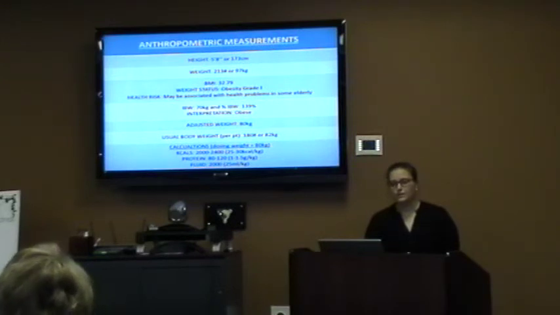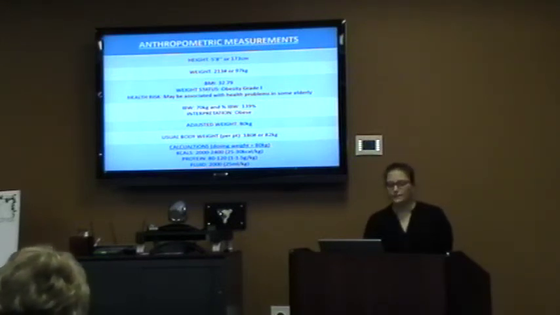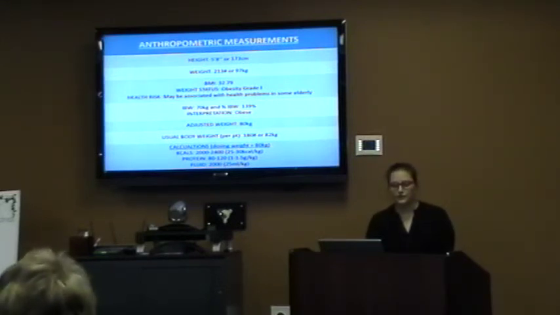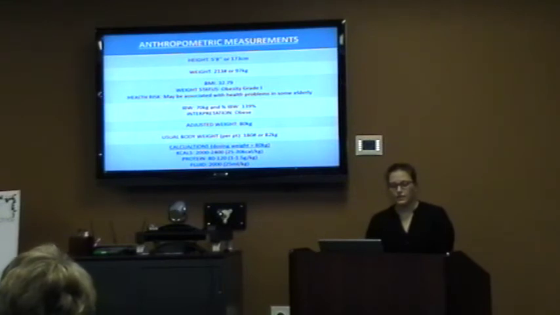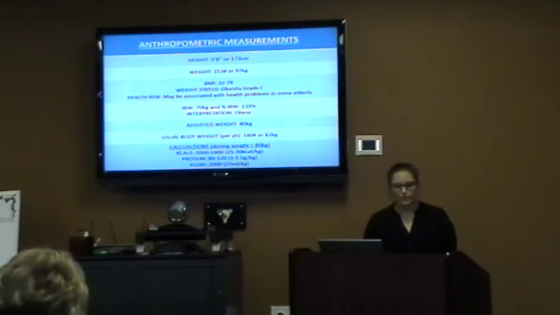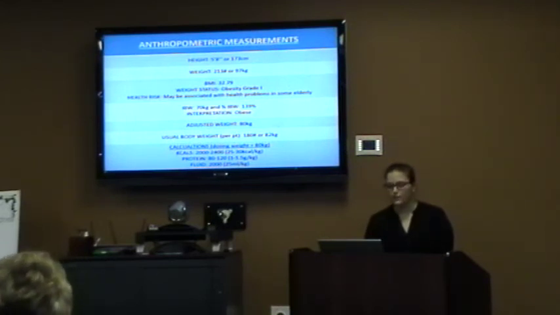His anthropometric measurements: he is 5'8", he weighs 213 pounds, his BMI is 32.79, and his weight status is currently obese, and it may be associated with health problems in some elderly. His ideal body weight is 70 kilograms, and his adjusted weight is 80 kilograms. His usual body weight per patient was 82 kilograms. For the calculations, I used his adjusted weight due to his BMI being over 30.